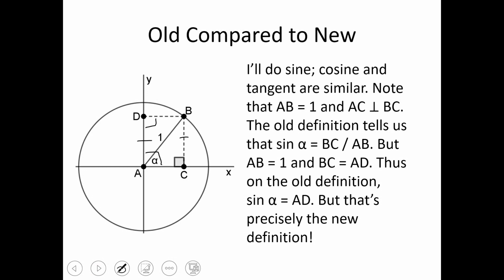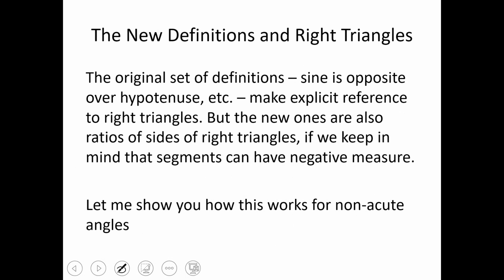So again, old definition, sine alpha is BC over AB. But AB is equal to 1, and BC is equal to AD. So it follows that the sine of alpha just is AD. And that is our new definition. The sine was the length of AD. So if alpha is acute, our old definition and our new definition completely agree. Completely agree. And one could also tell this story for cosine and tangent as well.